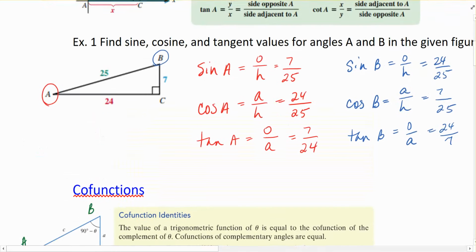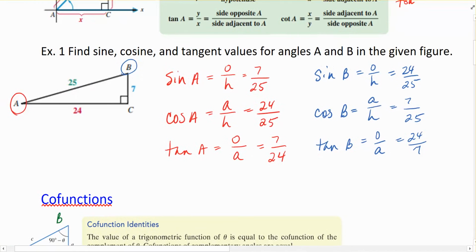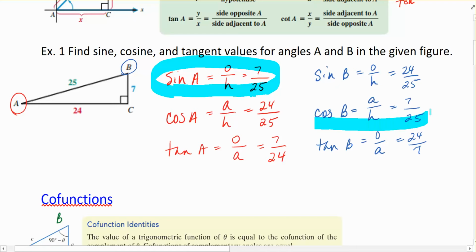So I want you to come up here in our previous example and let's look at this one more time. Here we had two angles A and B. We had a right triangle up here, and I want you to notice that when I found the sine of angle A, if I look over here in the angle B columns, the cosine of angle B is exactly the same measure. So the sine of angle A is equal to the cosine of angle B. The function values are the same.